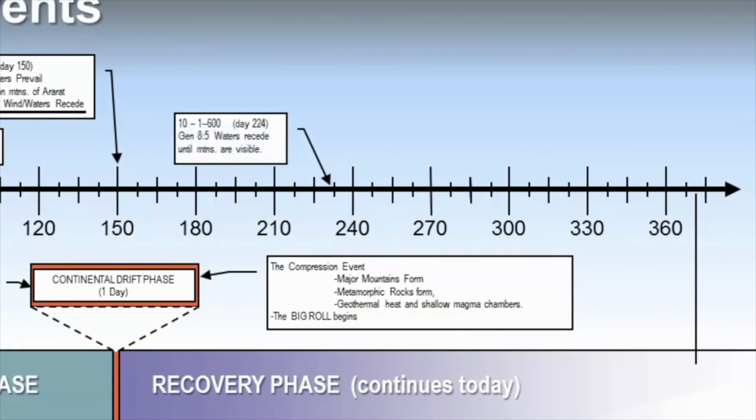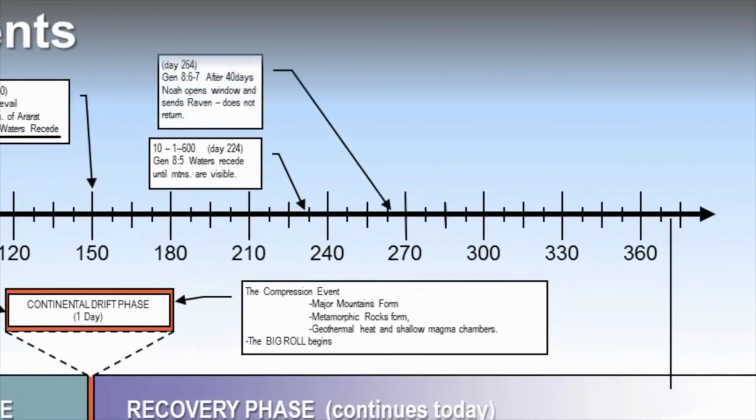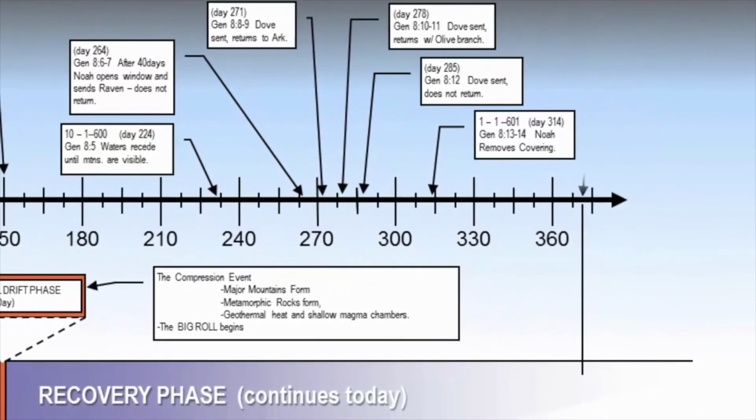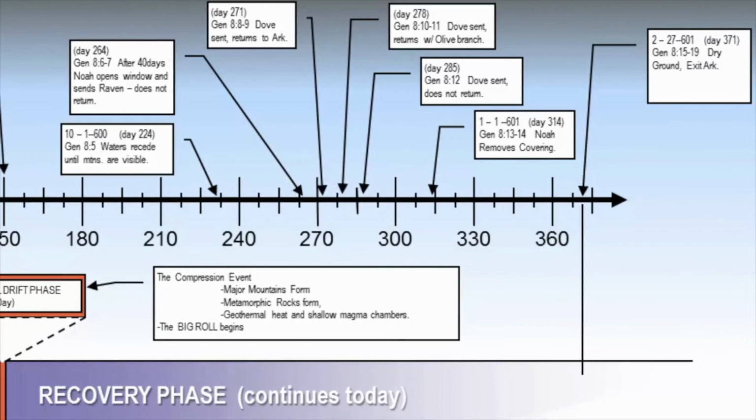74 days after landing on Mount Ararat, surrounding mountains finally become visible. Noah begins sending birds out in regular 7-day intervals, observing their behavior. After 314 days since the flood, land is fully visible. Noah uncovers the ark. Apparently conditions are still too unstable to exit. Finally, 57 days later, after 371 days since the rupture, the land is dry and stable enough for all to exit the ark.